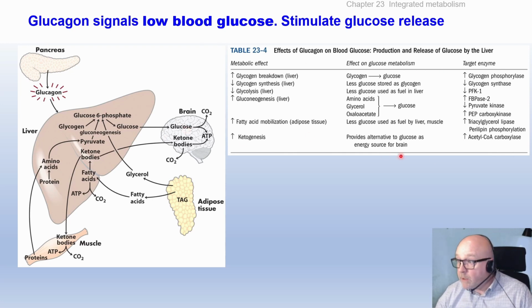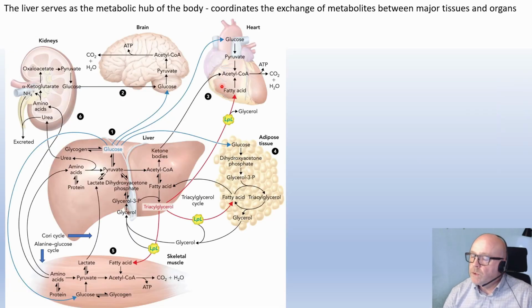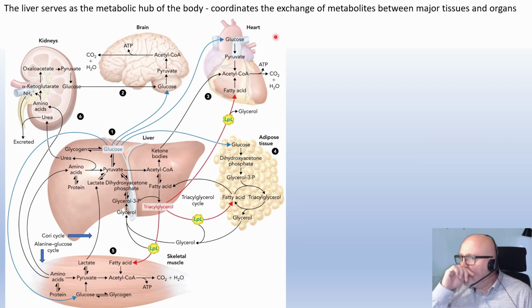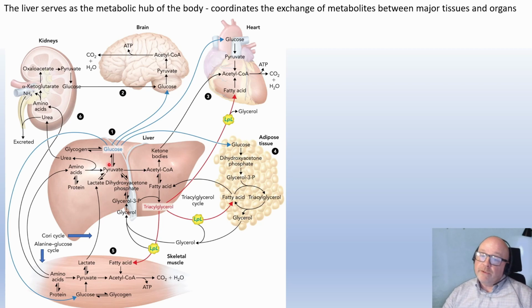There is a table here summarizing many of the enzymes that we talked about earlier when discussing regulation of glycolysis, gluconeogenesis, and glycogen metabolism. Then just to revisit this figure, the liver serves as a metabolic hub in the body, coordinating the exchange of metabolites between major tissues and organs. And the pancreas isn't on it. Damn it. But all of the processes we have talked about are shown here.